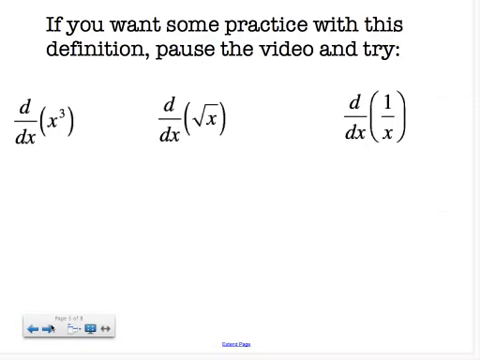If you'd like to do some practice with the definition and calculating derivative functions, pause the video and try these 3 examples. The answers are going to be on the next slide, so if you're serious about that, really do pause it at this point.